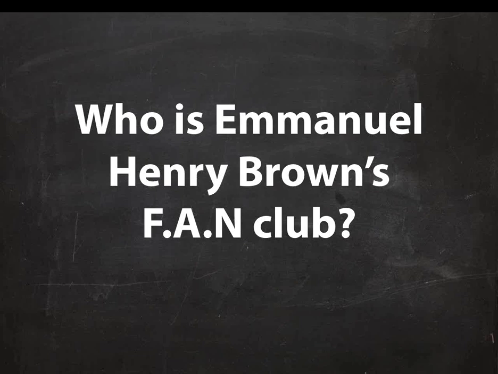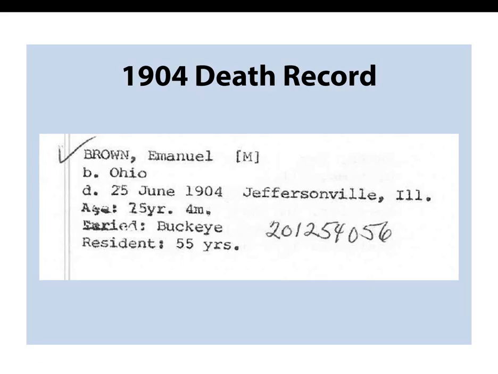So now we're going to walk through who Emmanuel Henry Brown's fan club is. So who's his cluster? Well, what we're going to do is review everything that we already have for him. So first, the 1904 death record. This is the transcription. See, it's terrible. It's not giving us very much information. Hey, it's something, but it's not what we would really like. So there are no parents listed, no spouse, no informant. But there's still information on here that's important that can help us get to some parts of the fan club. And that's that he's buried in Buckeye Cemetery.